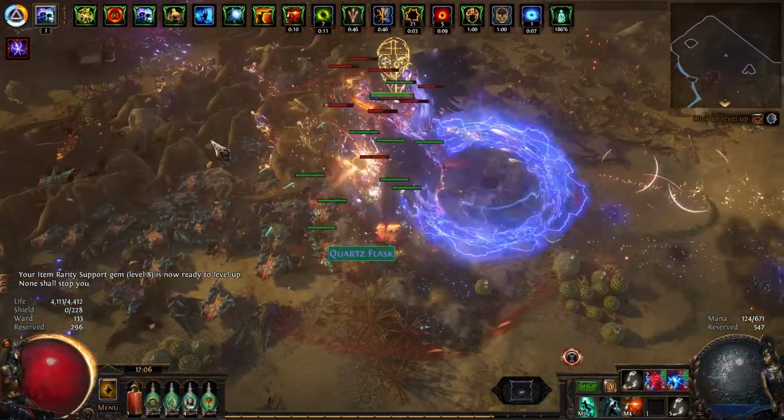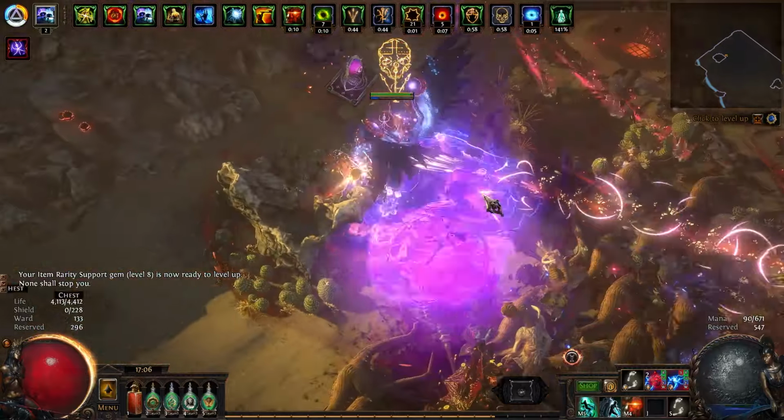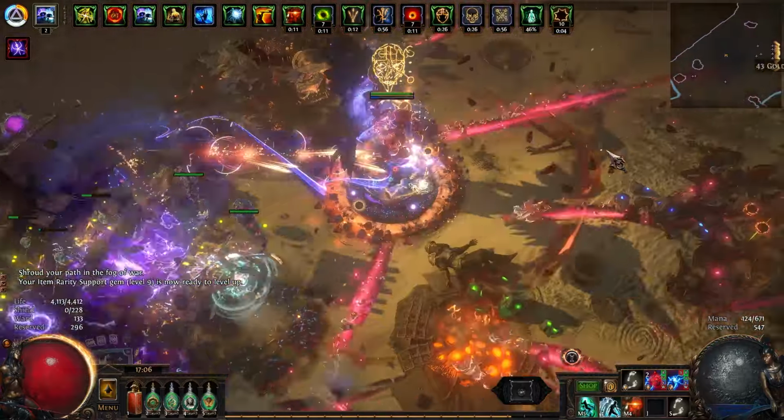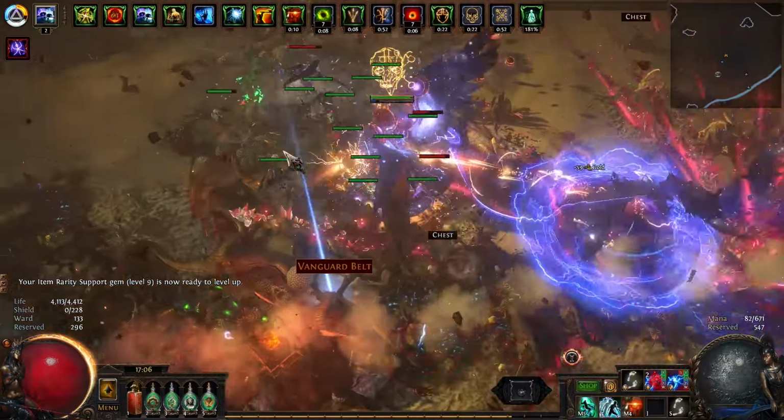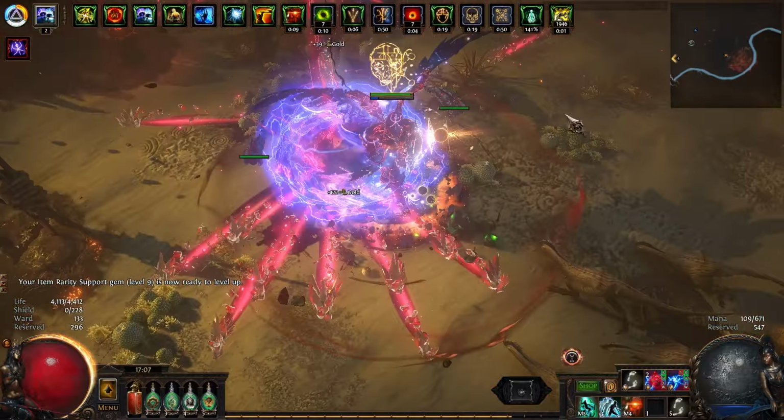GGG just dropped this patch yesterday with some pretty big changes to the game, and one of those was to the Divination Scarab of Plenty, and I wanted to test out and see, does this make it so that divination card drops are significantly increased?